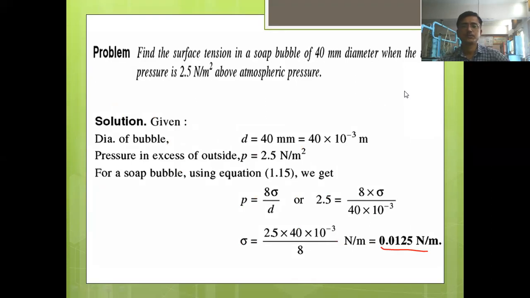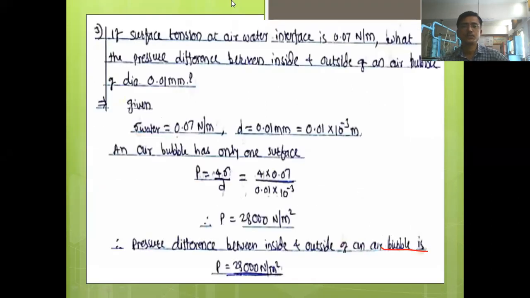This was a simple problem. Now, this is a somewhat tricky question. I want to see whether you can solve it correctly. Let us try to solve it.